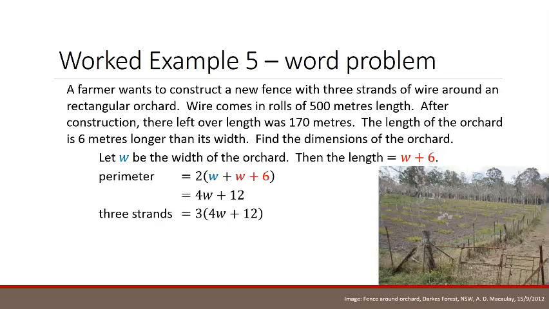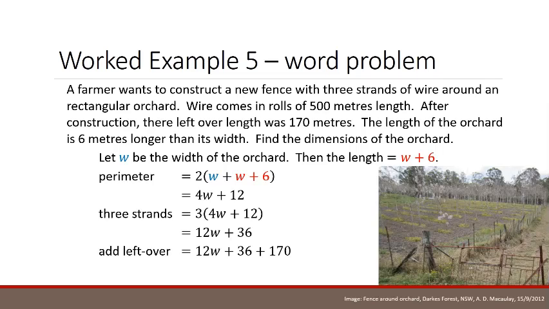The next bit of information we're given is that there are 3 strands. So for that perimeter, the amount of wire that we need is 3 times that. And again, we want to multiply out the brackets. 3 times 4W is 12W. 3 times 12 is 36.